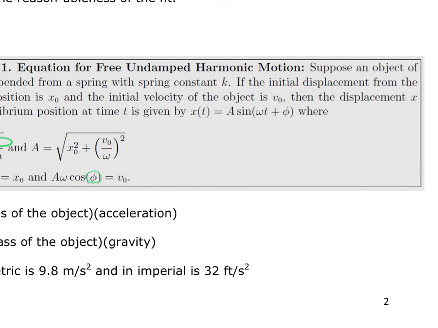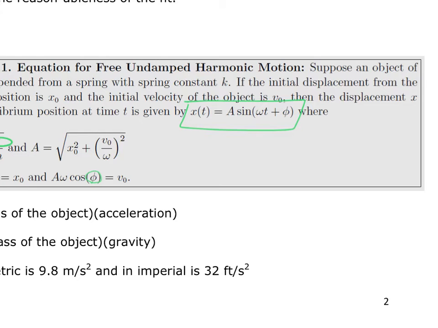Here's the formula I'm looking for. I needed to know A, which I found. I needed to find omega, which I found. And I needed to find phi, which I found. That is going to give me the distance relative to the time. I had to do a lot of steps to get there, though.